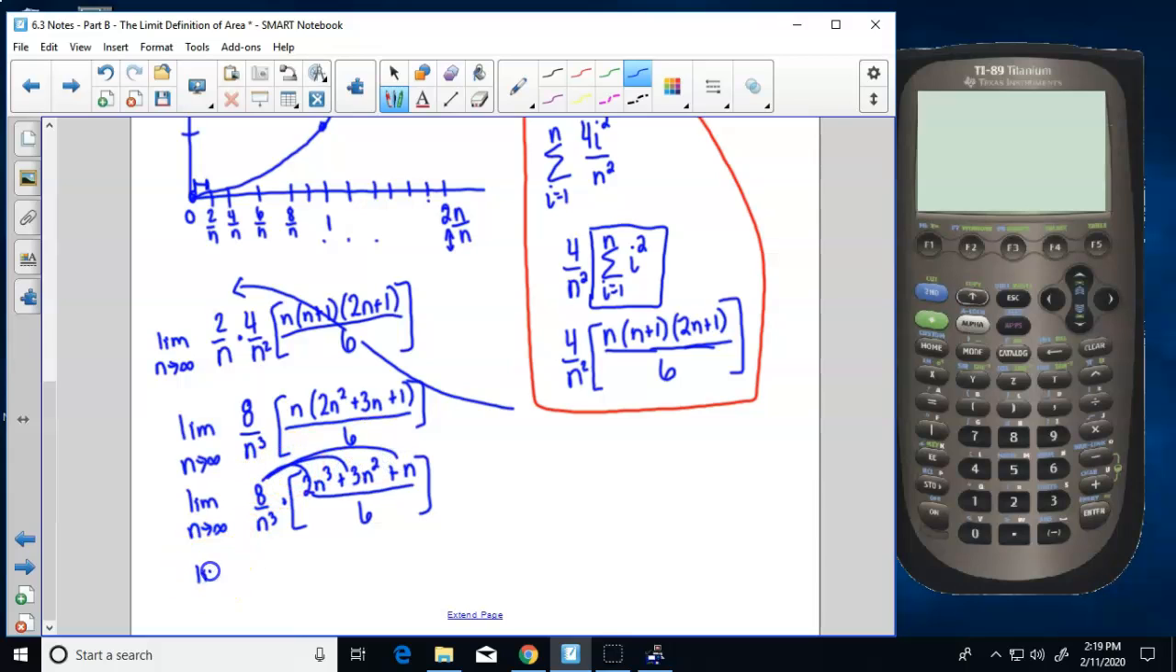So limit as n approaches infinity of 16n to the third plus 24n squared plus 8n all over 6n to the third.